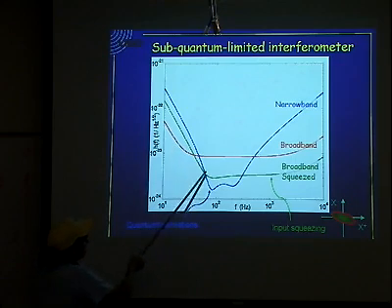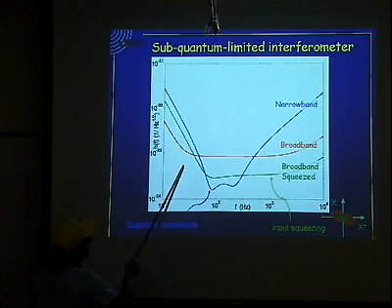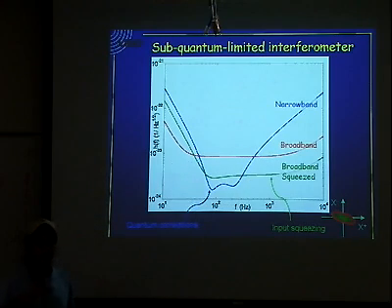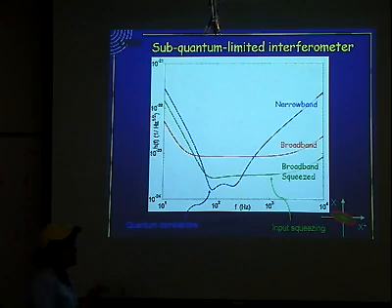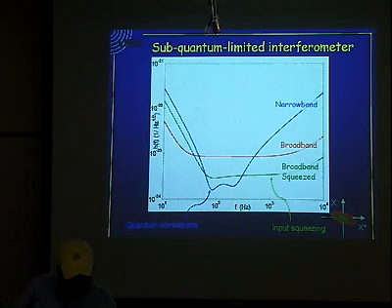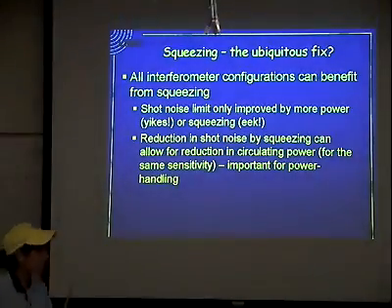So this is basically the case that what we really would need, if you wanted to ideally squeeze at all frequencies, is a squeezed state that is frequency dependent, that looks like amplitude squeezing at low frequencies and looks like phase squeezing at high frequencies. That's the picture to take away from here.